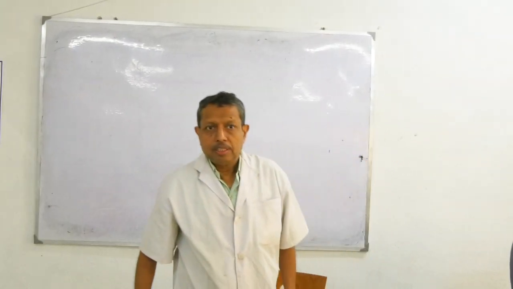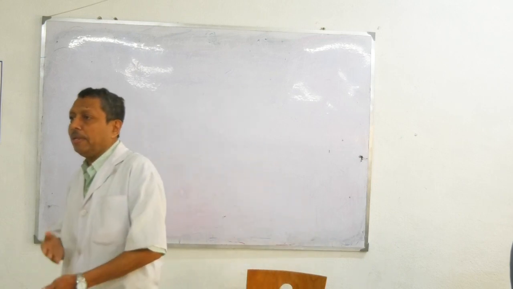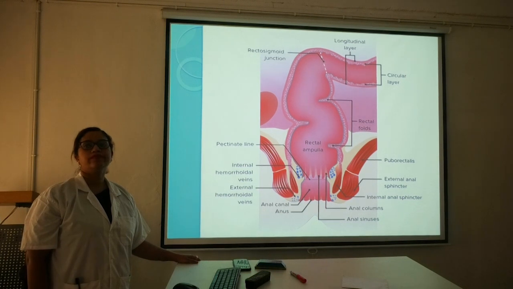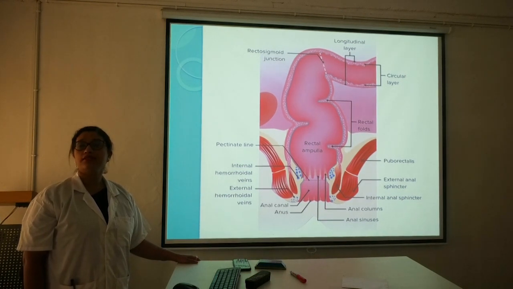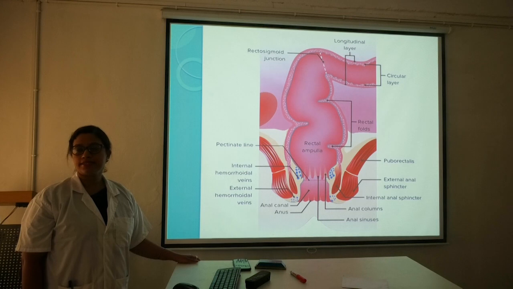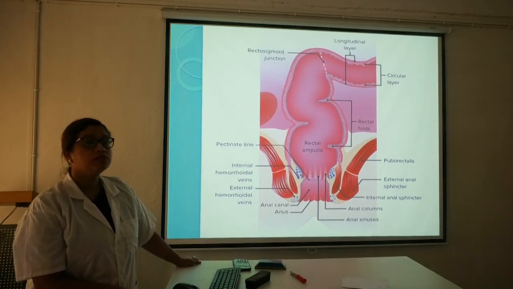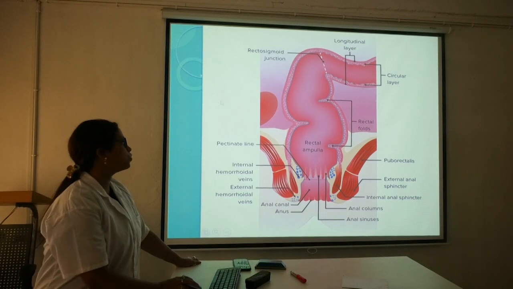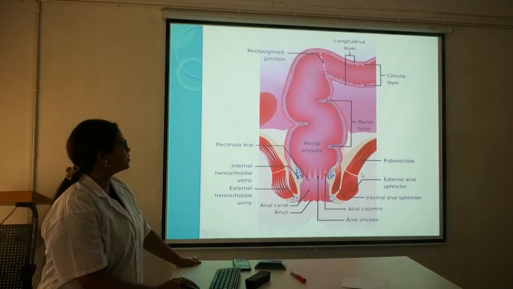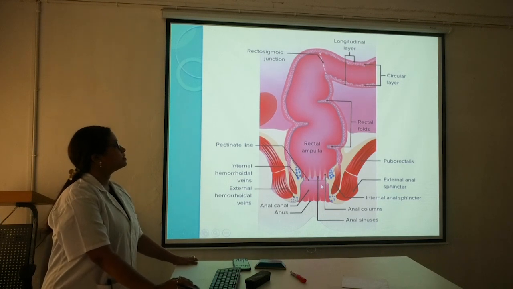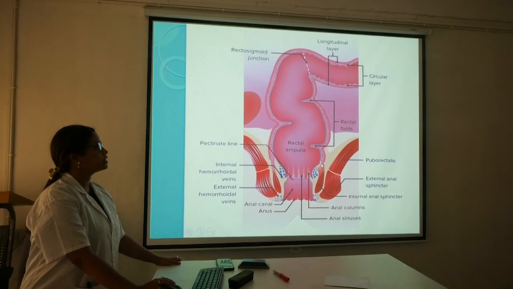Yesterday I told which are the three muscles. Number one is puborectalis, then levator ani, then another one is coccygeus. Okay, so you could see these three muscles. Here this much, about 3 to 4 centimeters, is only the anal canal.